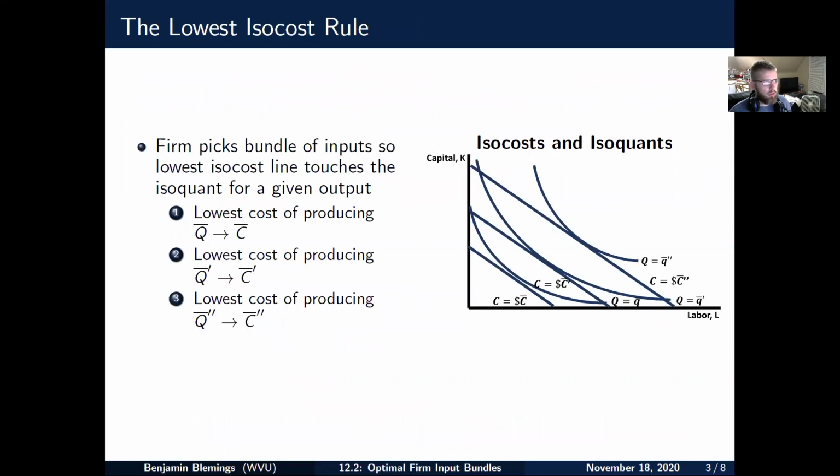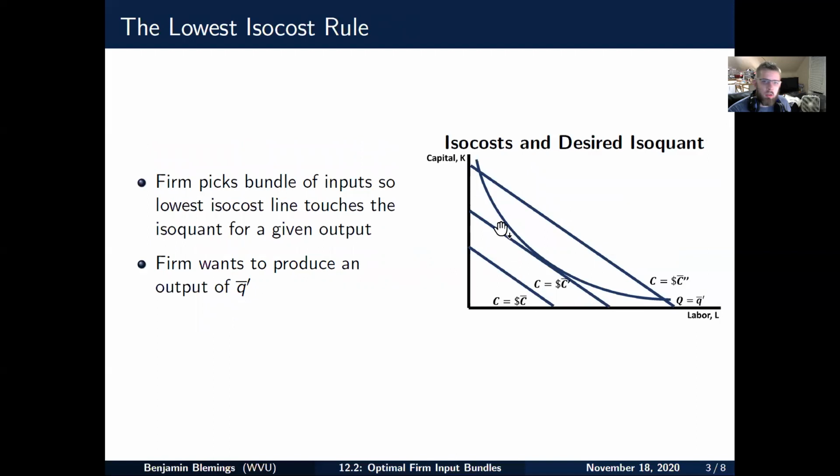So the lowest isocost rule is just the firm picks a bundle of inputs so the lowest isocost line touches the isoquant. So here we have 3 representative isocosts and isoquants. And so we know the lowest cost of producing Q bar amount of output is C bar. So if you want to produce on this isoquant, the cheapest way to do so is using this bundle of inputs. And then the lowest cost producing Q bar prime is C bar prime, or to use this combination of inputs, which just touches the C bar prime. And then same thing for the last one.